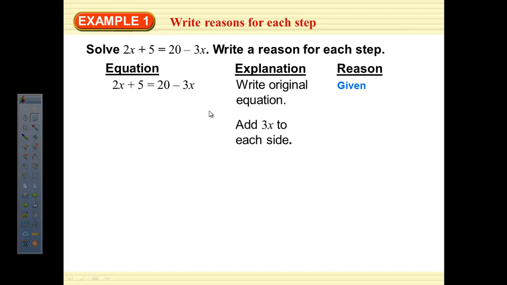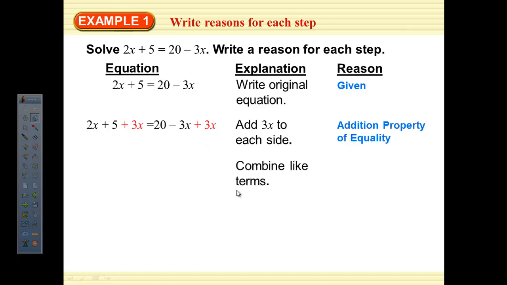The next step, we want to add 3x to both sides. If we do that, it looks something like this. And our reason for this, since we're adding something to both sides of the equation, would be the addition property of equality.